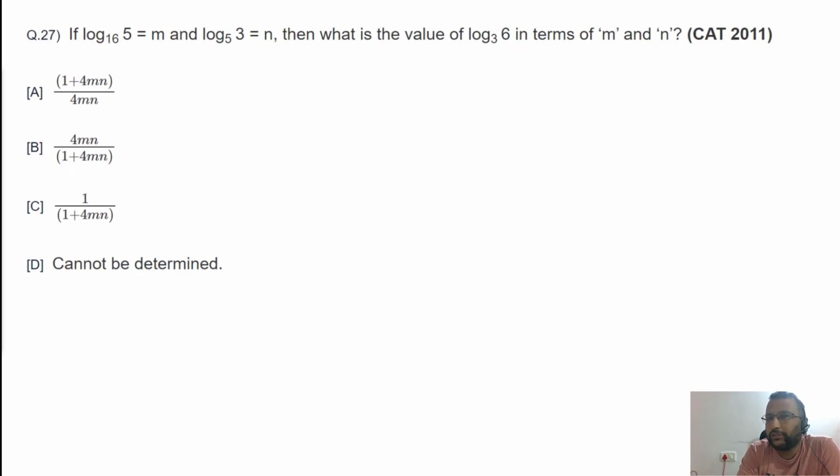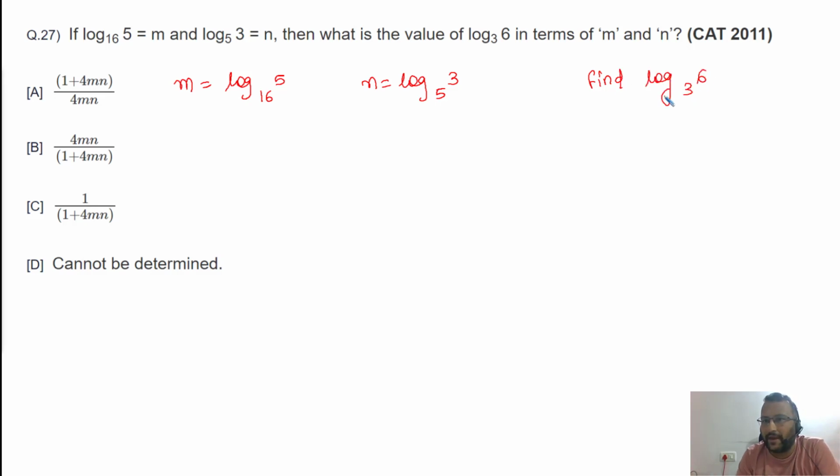The next question is from CAT 2011. The question is, we know the value of m is equal to log 5 to the base 16. After that, we know the value of n, that is equal to log of 3 to the base 5. And then we need to find the value of log 6 to the base 3 in terms of m and n.